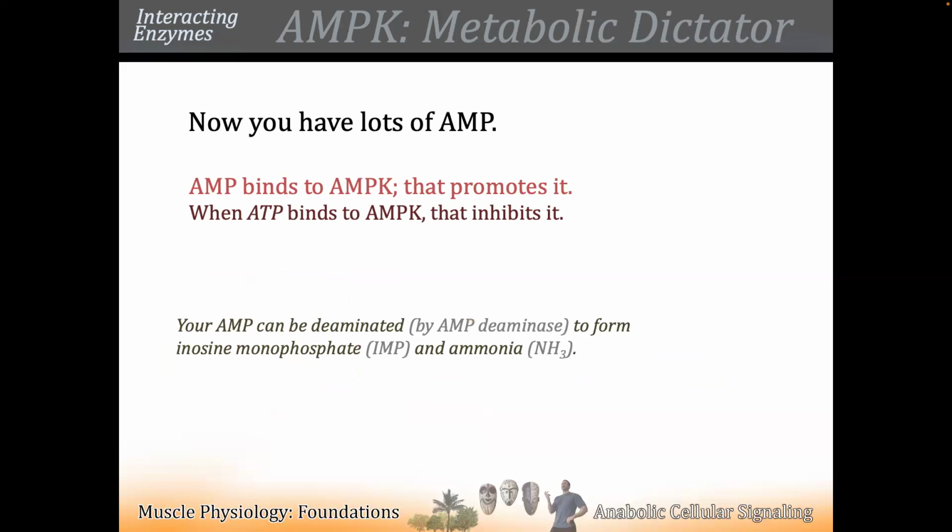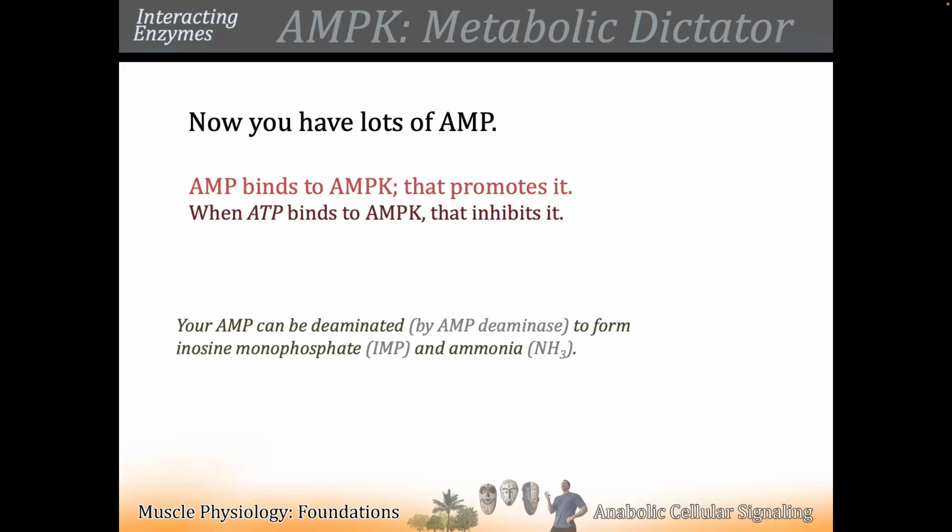So AMPK, AMP gets it primed for activation. AMP binds to it and that primes AMPK for activation. But then what do you do with your AMP? You accumulate it, but then where does your AMP go? Remember this because we're going to come back to it. You use AMP deaminase to convert it to IMP and ammonia. Remember this process, AMP deaminase. We convert AMP to IMP and ammonia.